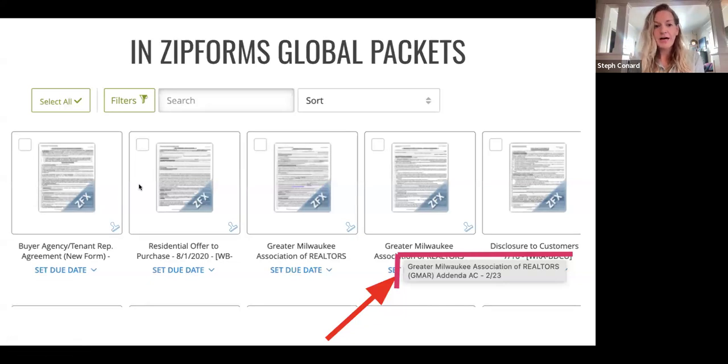A note about where to find the Addendum AC. It's in your global packets and it's right next to the GMAR Addendum A, which is that third one. They're labeled almost identically, so you kind of have to hover over it to see that it's the Addendum AC. And this was adopted in February of 2023, which seems like a lifetime ago, but I guess it was only last year.